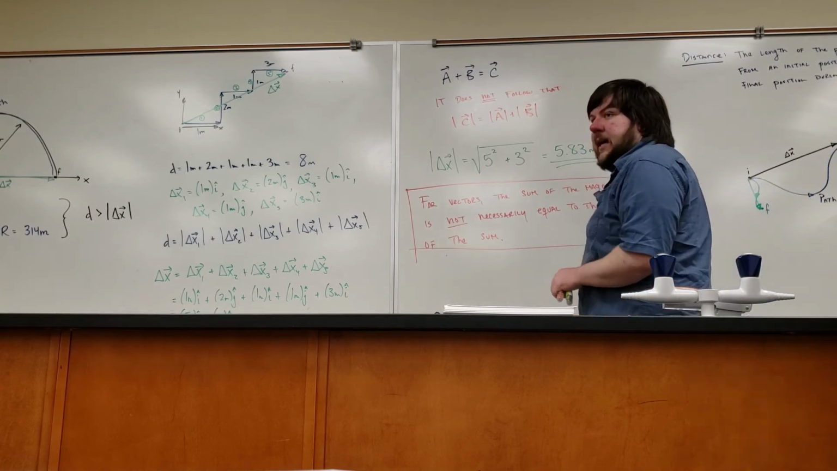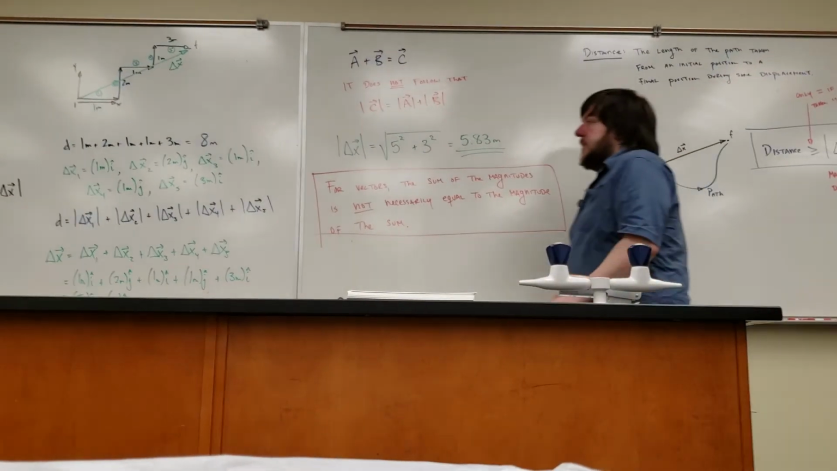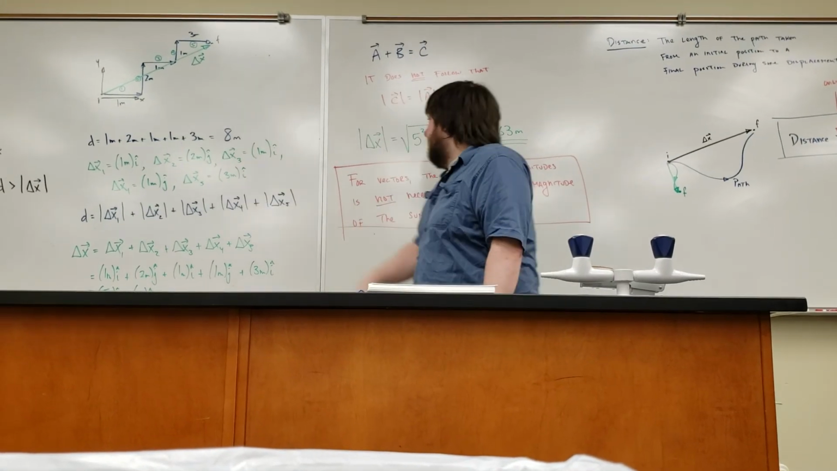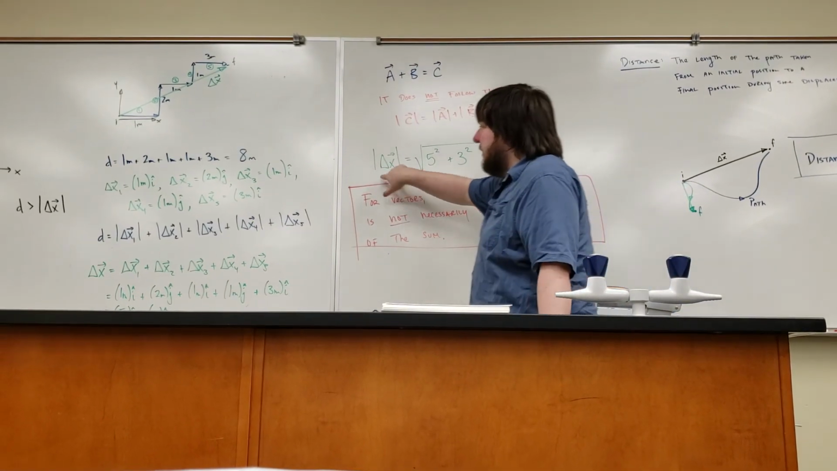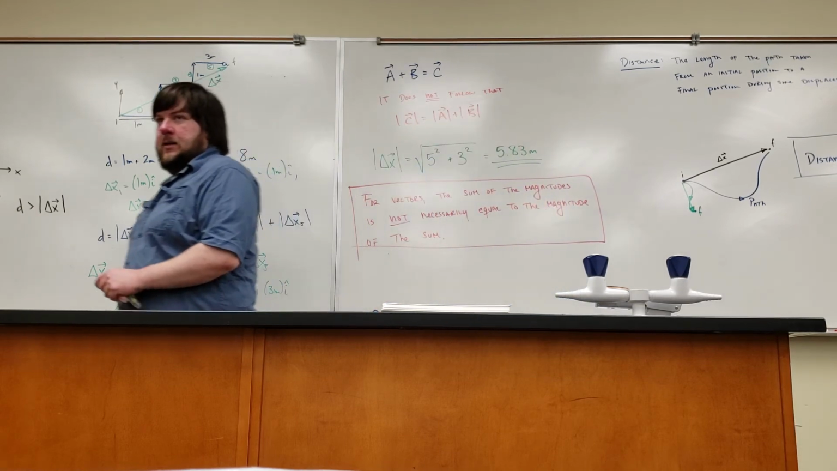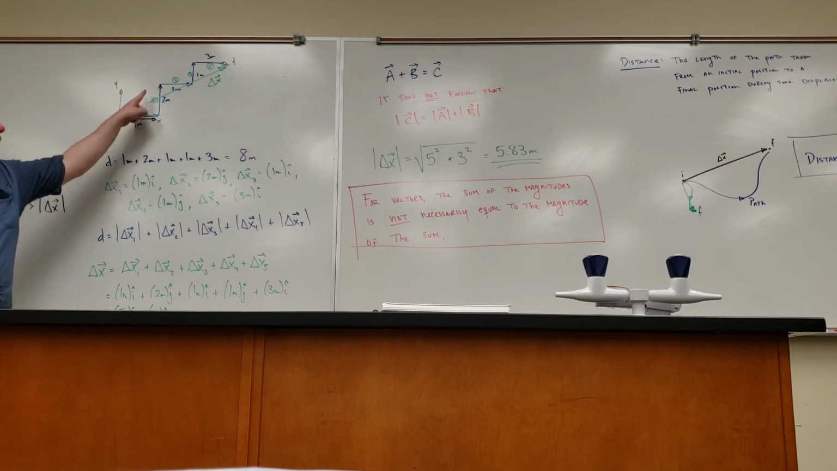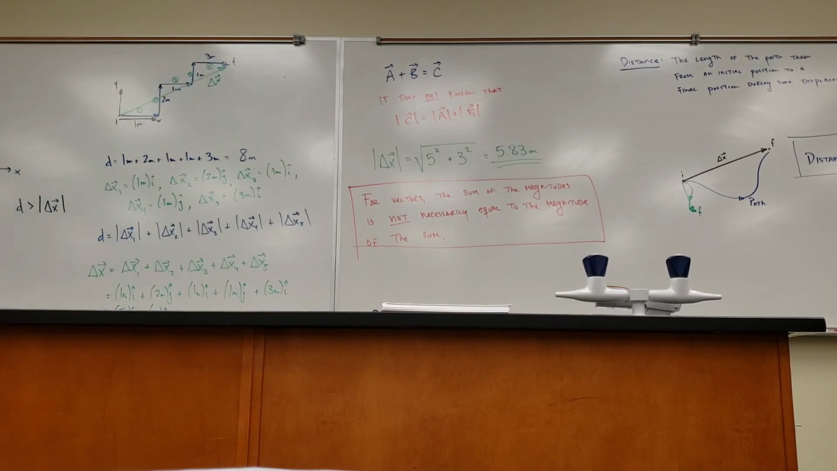And notice once again that I obey this inequality. What's the distance? 8 meters. What's the magnitude of the displacement? 5.83 meters. The magnitude of the displacement is less than the distance. Why is it less than the distance? Because we didn't follow a straight line. Okay? Any questions?